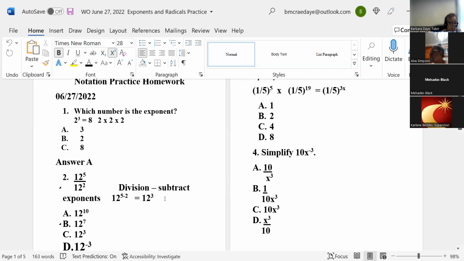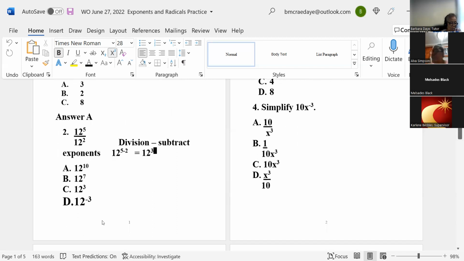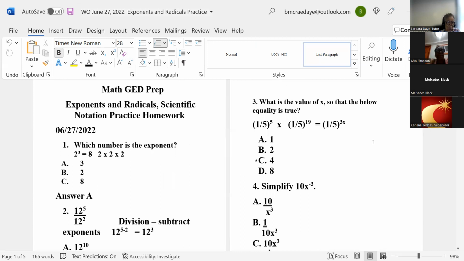So what would be the answer? C. So let's put the answer here: C. So now you understand division. You know the division rules of exponents: subtract the exponent of your denominator from the exponent of your numerator. Okay, let's go to number 3. Mercedes, read number 3.